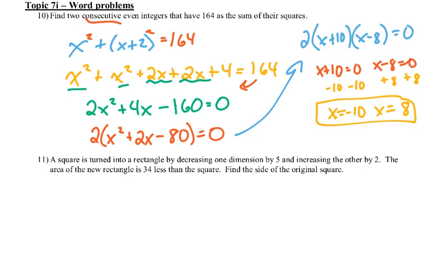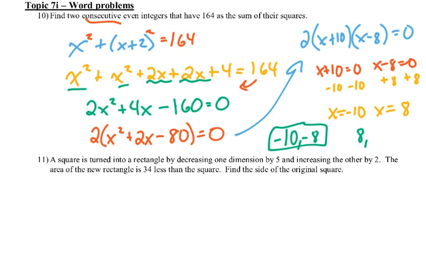But we want to find two consecutive even integers. So actually, our final answer isn't going to be negative 10 and positive 8. It is negative 10 and negative 8 could be two consecutive even integers, or positive 8 and positive 10 could be two consecutive even integers, because that's how we set up this equation. So we have two possible answers to this problem.